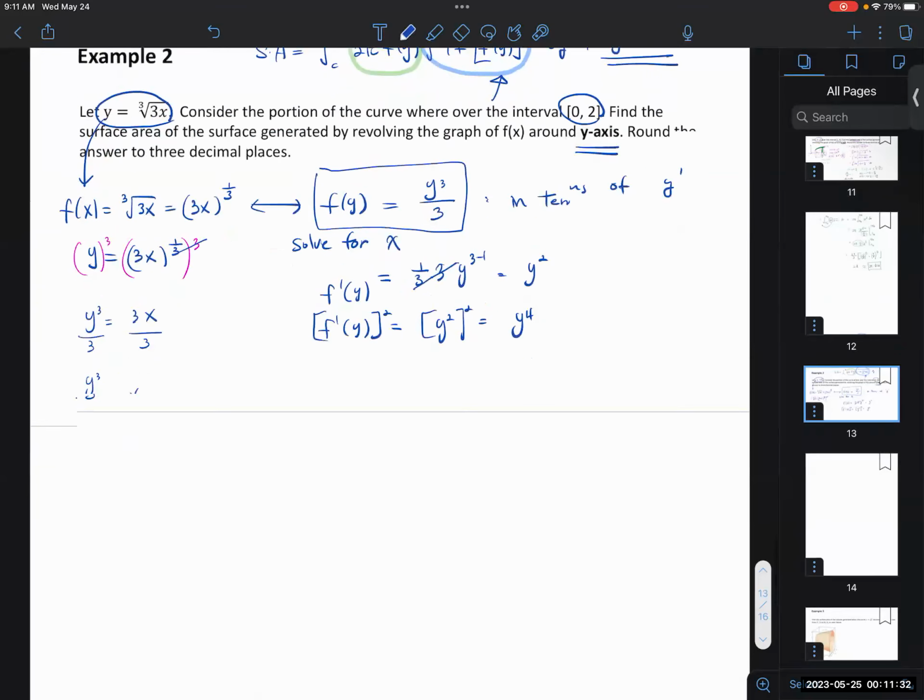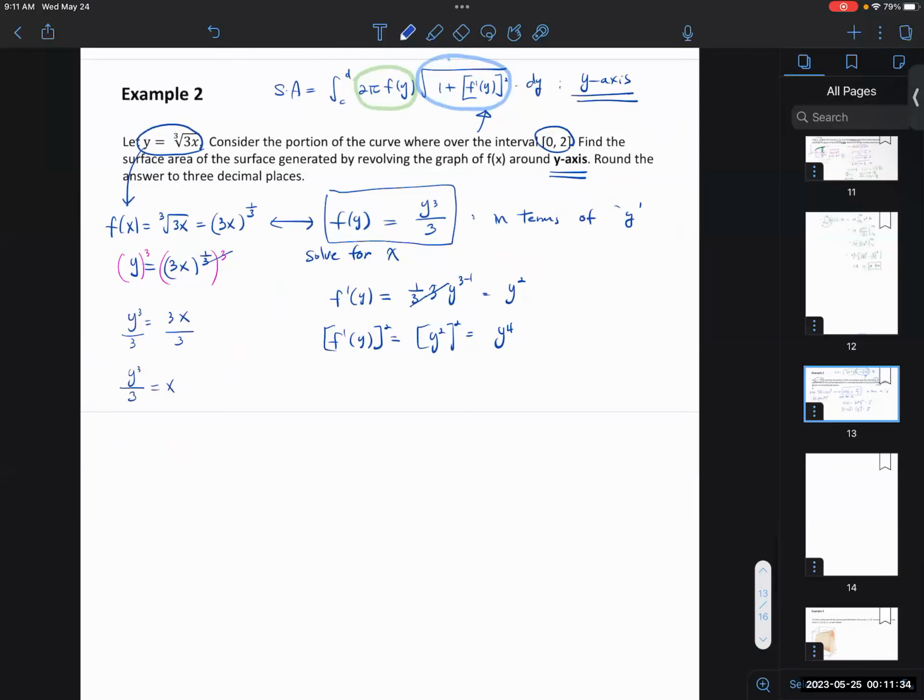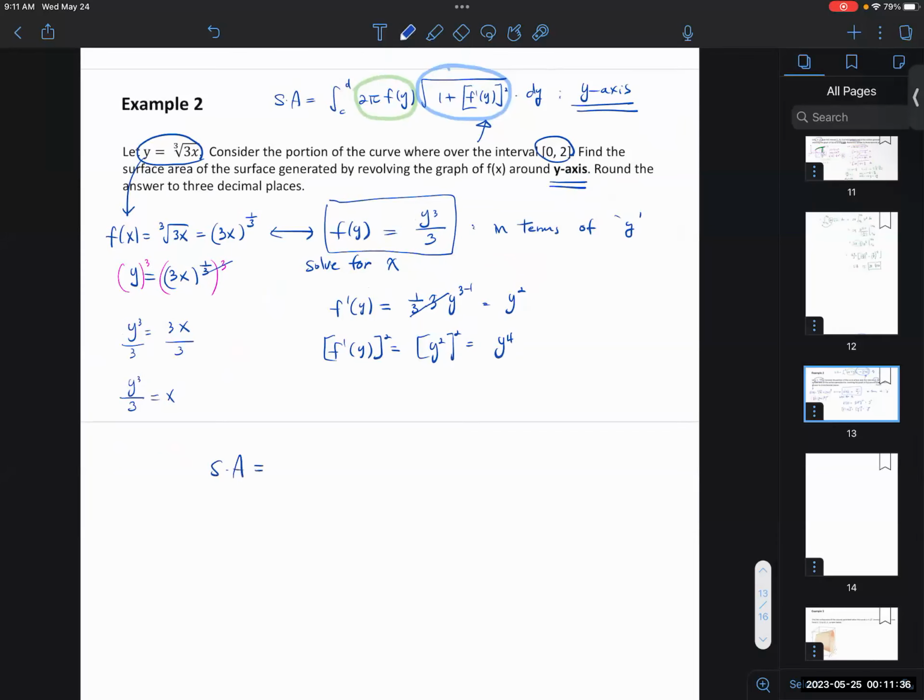Then what are you going to do? We're going to plug into the formula. So surface area from 0 to 2, correct? And then what are you guys going to do? 2 pi, f of y is y to the third over 3, times the square root of 1 plus y to the 4. We just evaluated dy.